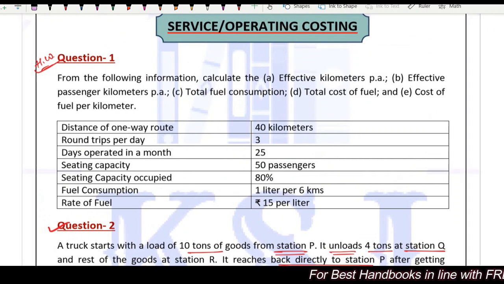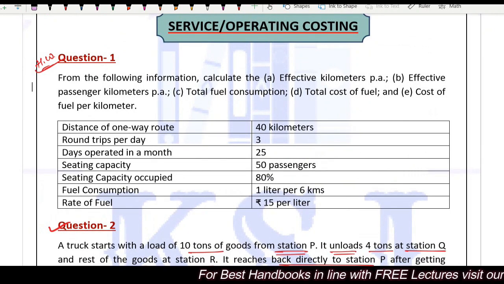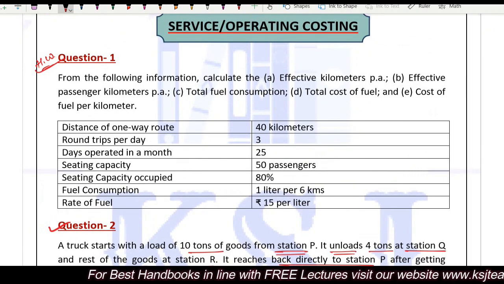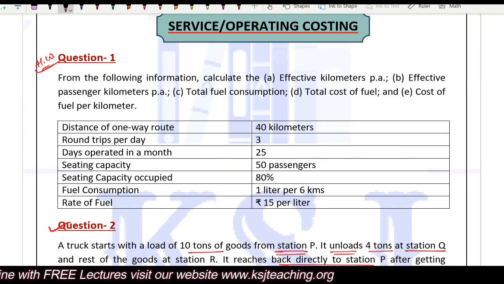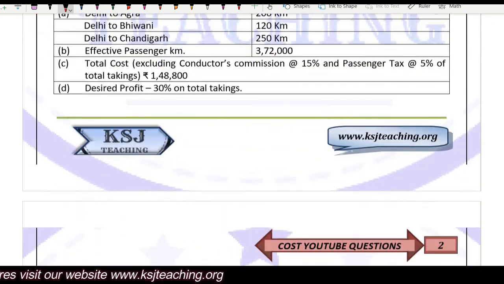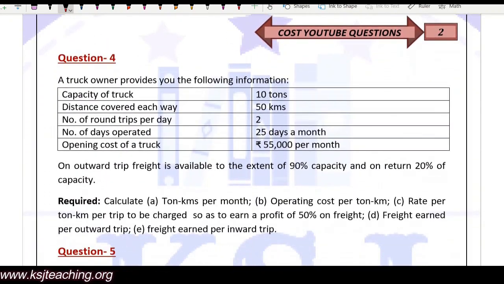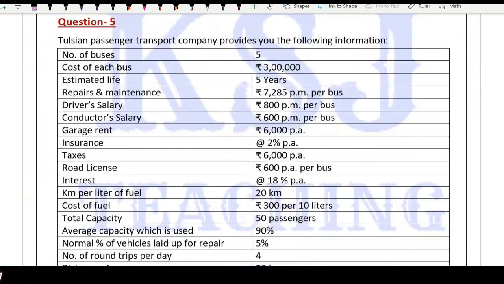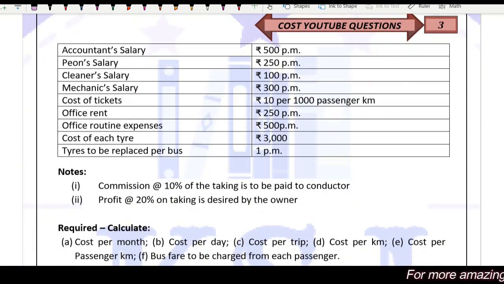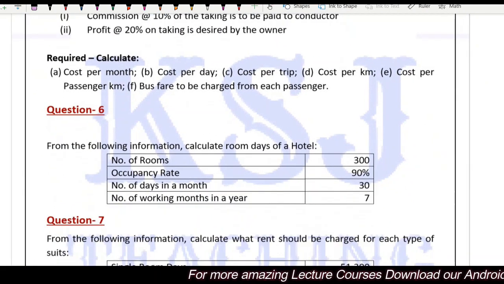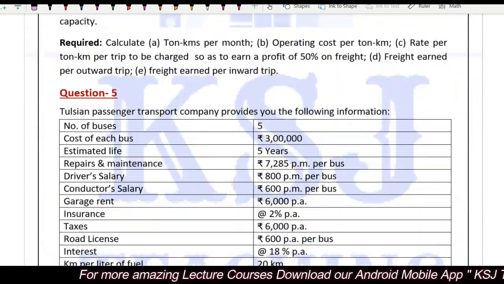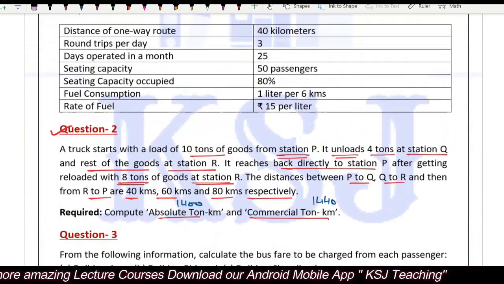Question number 1 I gave you as homework also. I asked you to try just, right? We'll discuss now. In this lecture, we are going to discuss 3 practical problems. Question number 1, question number 3 and question number 4, right? In the next one, we will do question number 5, which is a very good question covering almost all the aspects, right? After that, we'll move on to the next type of costing, that is hotel costing.